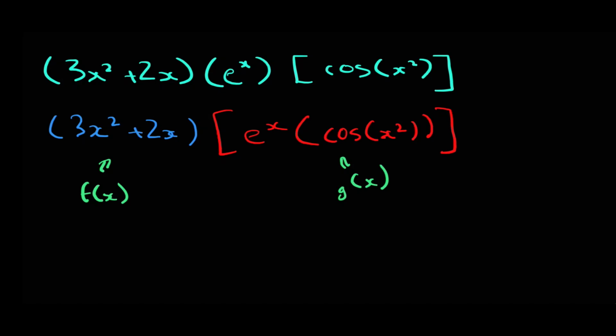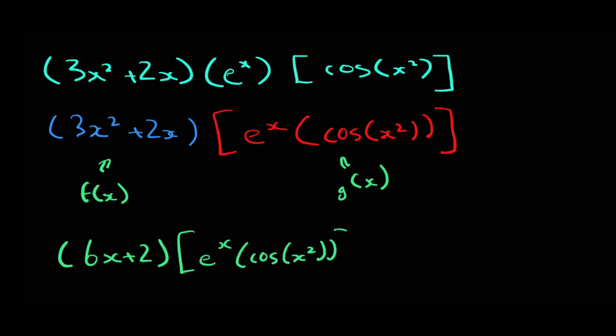And now using the product rule, we're going to do the derivative of f of x, which is 6x plus 2, times g of x, which is e to the power of x, times cosine of x squared, plus f of x, 3x squared plus 2x, times the derivative of g of x.